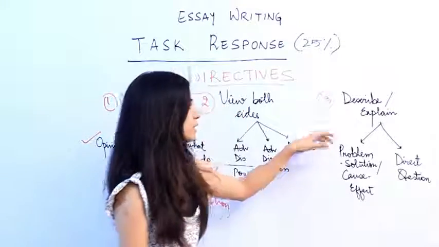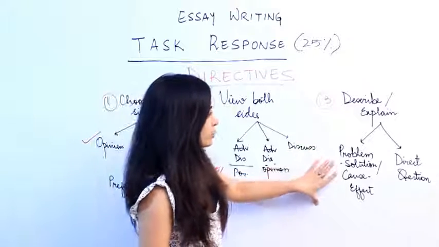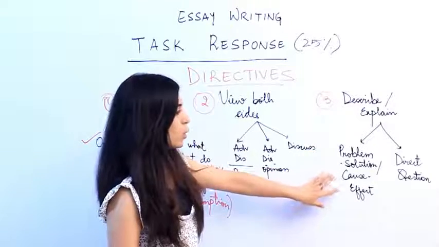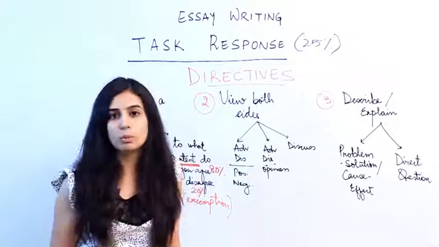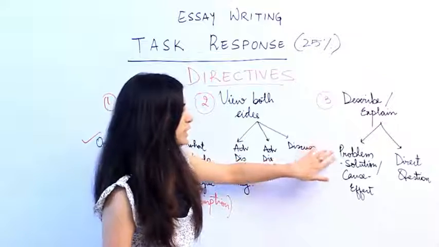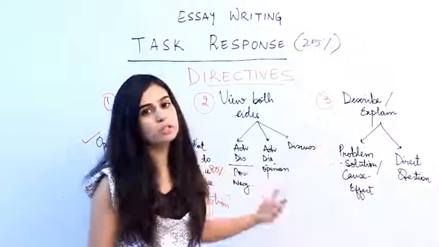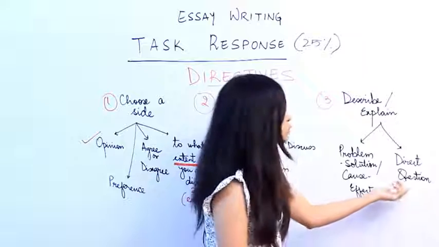The last category is describe or explain. These are divided into 2: problem solution or cause and effect. So there's a problem and you have to give the solution to that particular problem. Pretty easy. There's a case study, there's a problem, and you have to give the solution in 2-3 ideas, know how to solve that thing.